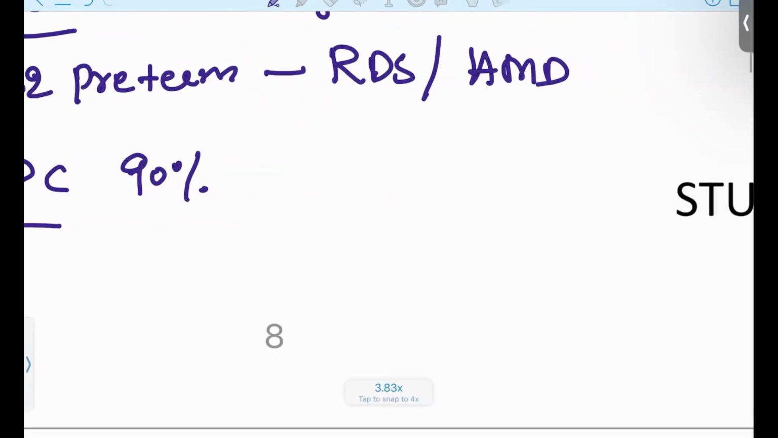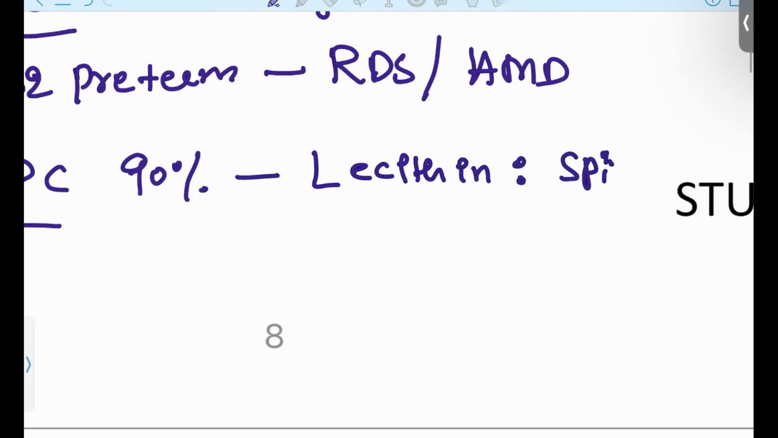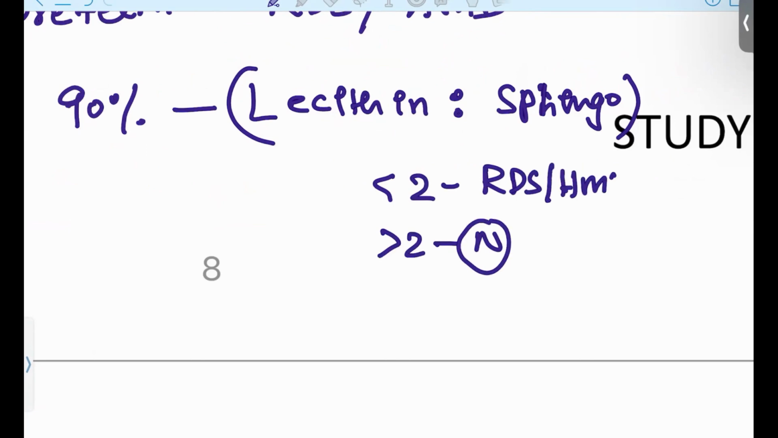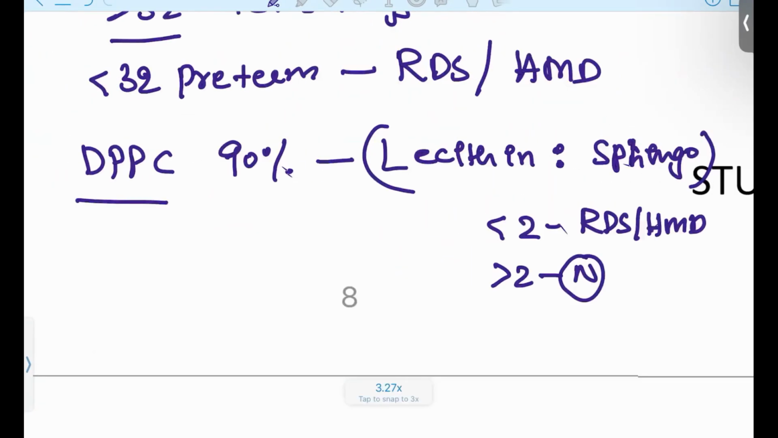So to test this, we have to do the lecithin and sphingomyelin ratio. This lecithin and sphingomyelin ratio, we have to get from the amniotic fluid. If it is more than 2, this is normal. If it is less than 2, it is likely RDS or HMD positive for the baby. One thing you have to remember, this is one, and this is in the congenital disease.